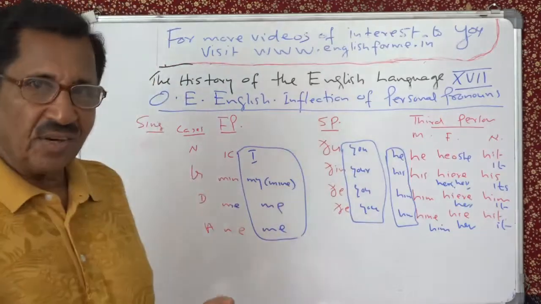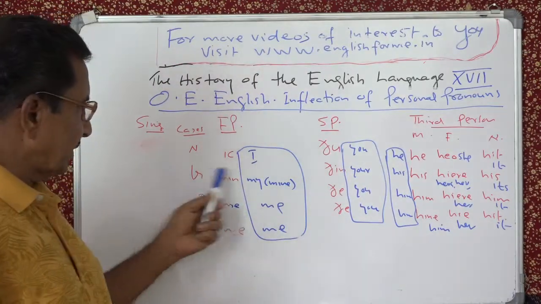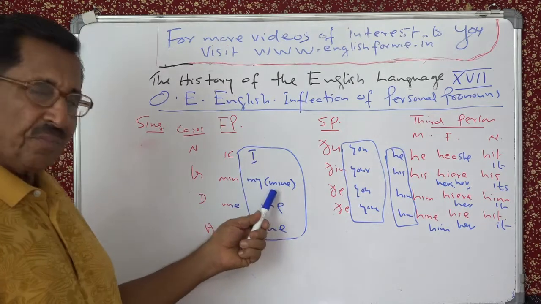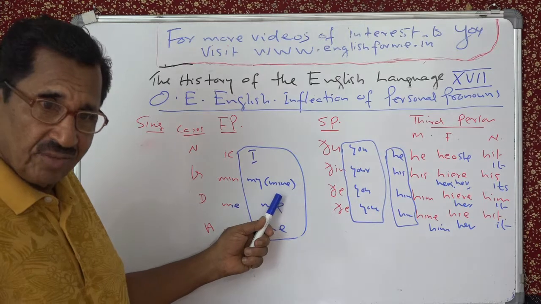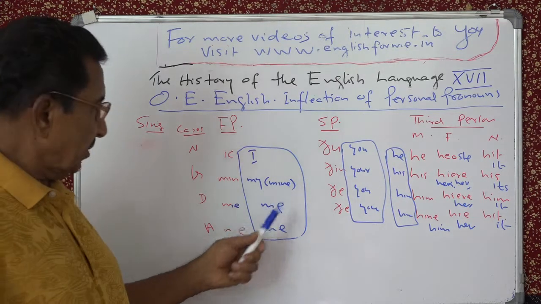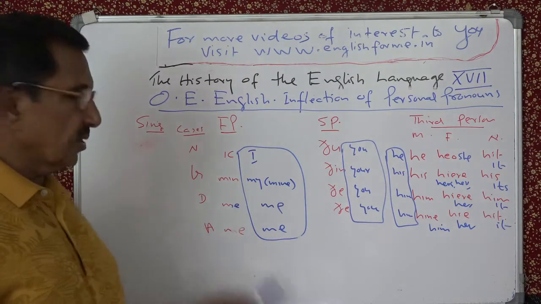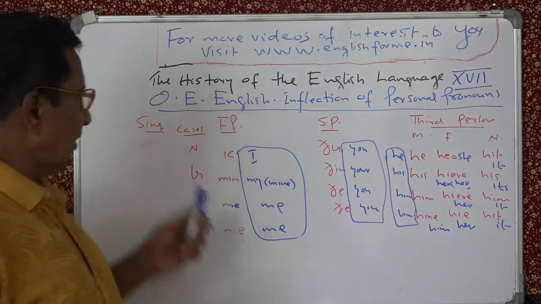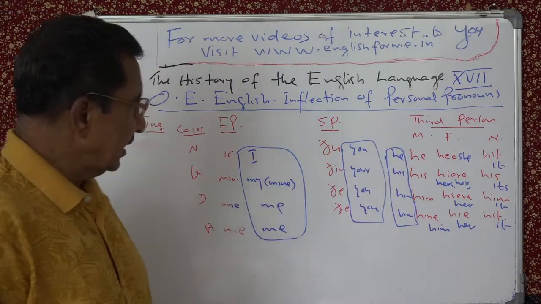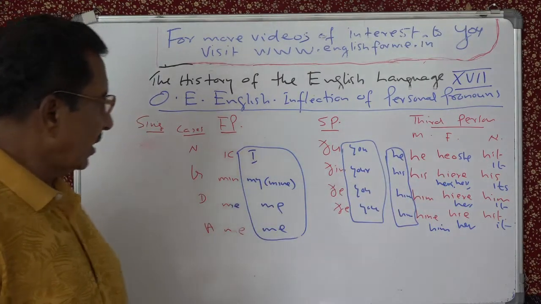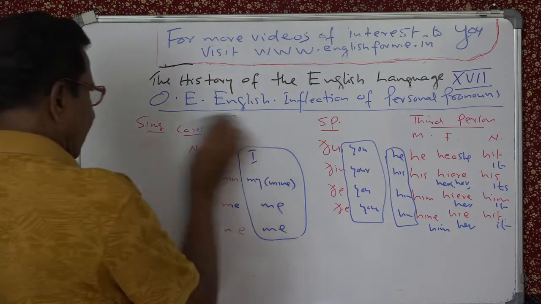Now you have got a better understanding of cases now. Nominative means subject. Genitive means, what is genitive? Genitive is possession. Dative means indirect object. Accusative means direct object. Then you have got 3 persons. You have got 3 genders for a third person and numbers singular. Is that clear? Fine.